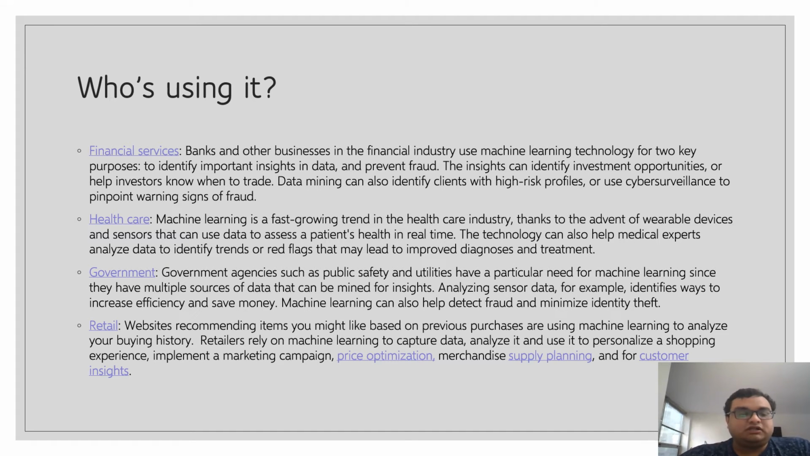Who uses machine learning? So financial services, for example, banks and other businesses in the financial industry use machine learning technology for two key purposes: to identify important insights in data and to prevent fraud. The insights can identify investment opportunities or help investors know when to trade. Data mining can also identify clients with high risk profiles or use cyber surveillance to pinpoint warning signs of fraud.